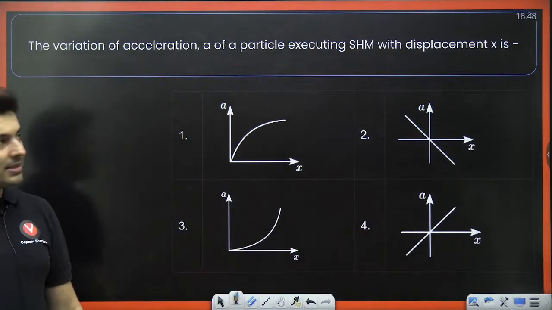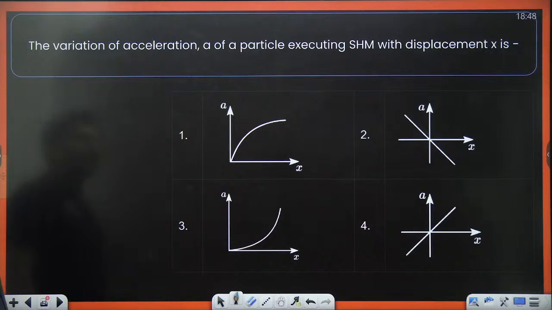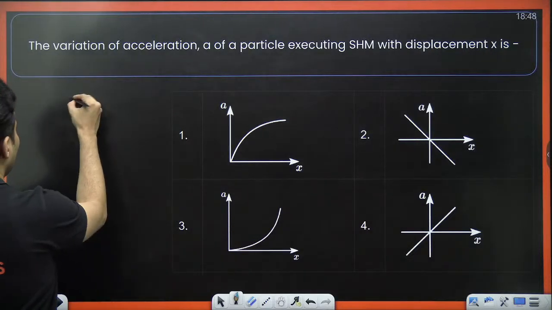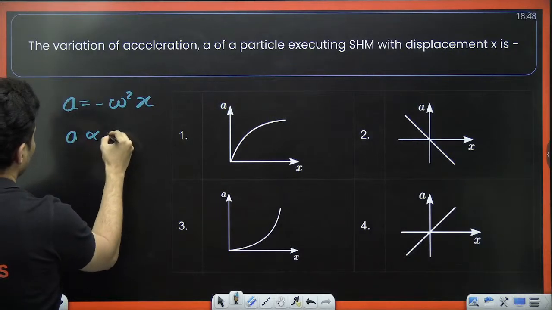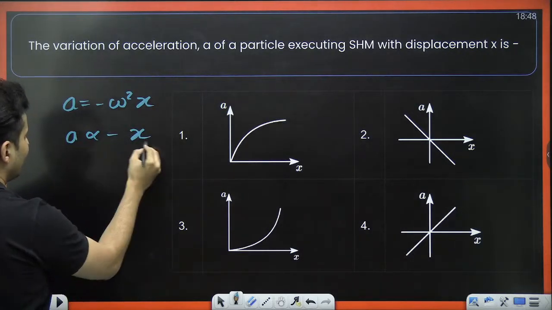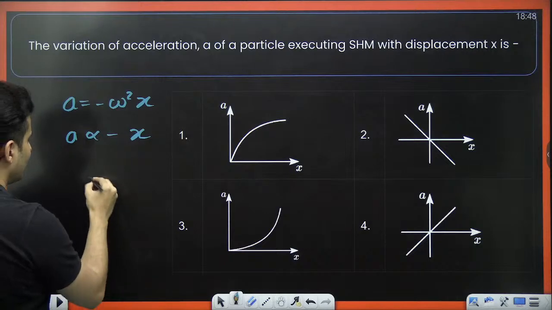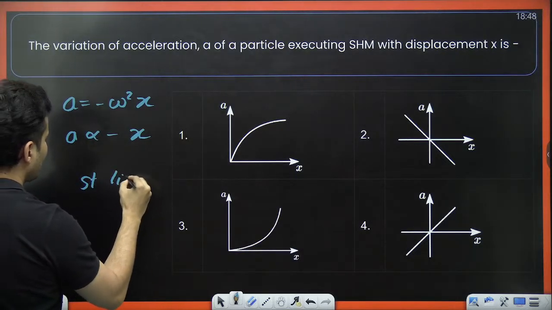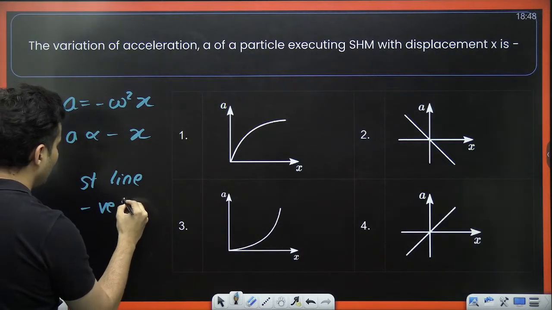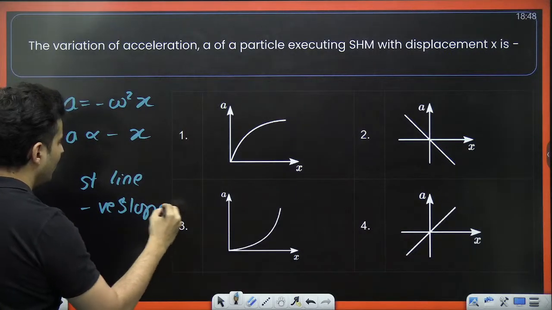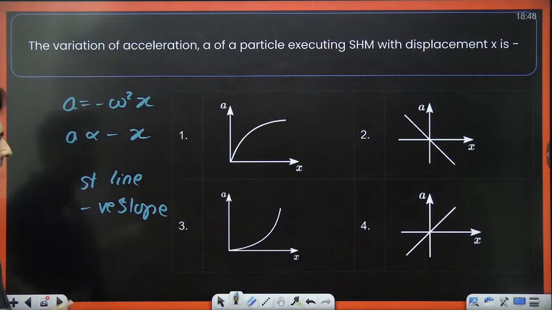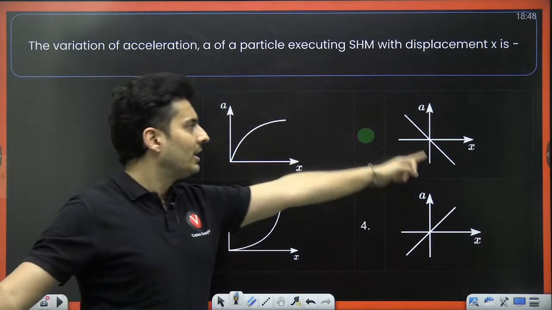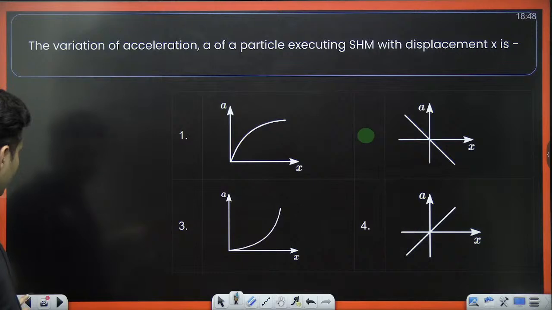Okay. What do you think is the graph of acceleration of a particle executing SHM with displacement x? Acceleration is minus omega square x. So acceleration is proportional to negative x. If acceleration is proportional to negative x, it must be a straight line with negative slope. Isn't that true? There is only one graph like that. Option number 2. It's negative slope and it's a straight line.